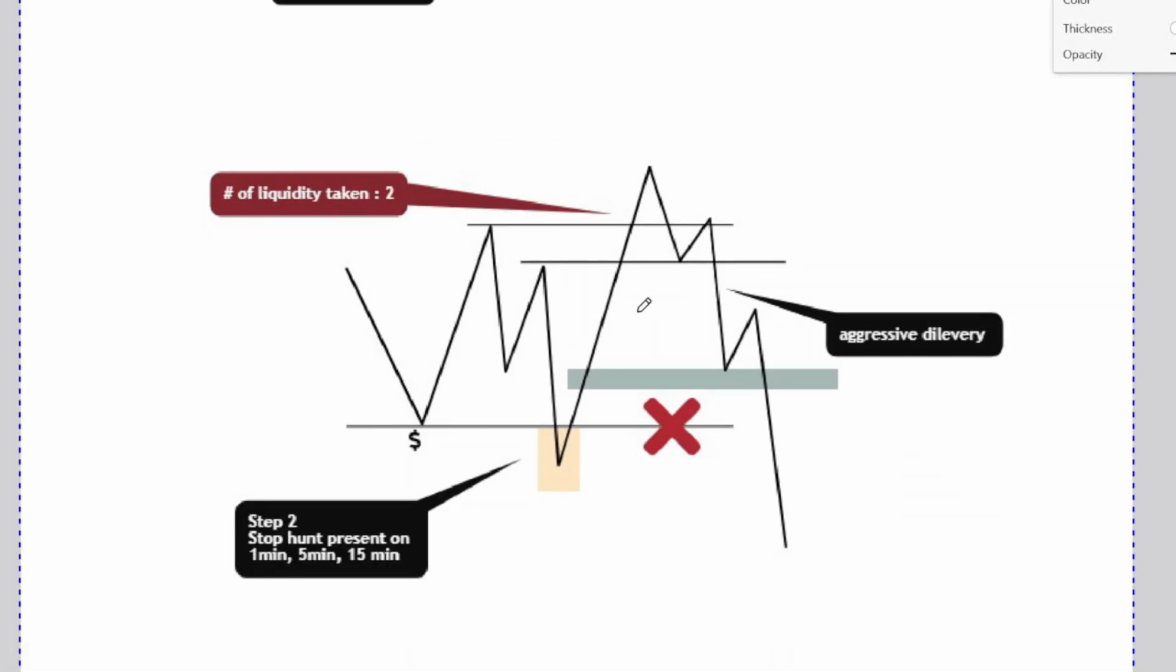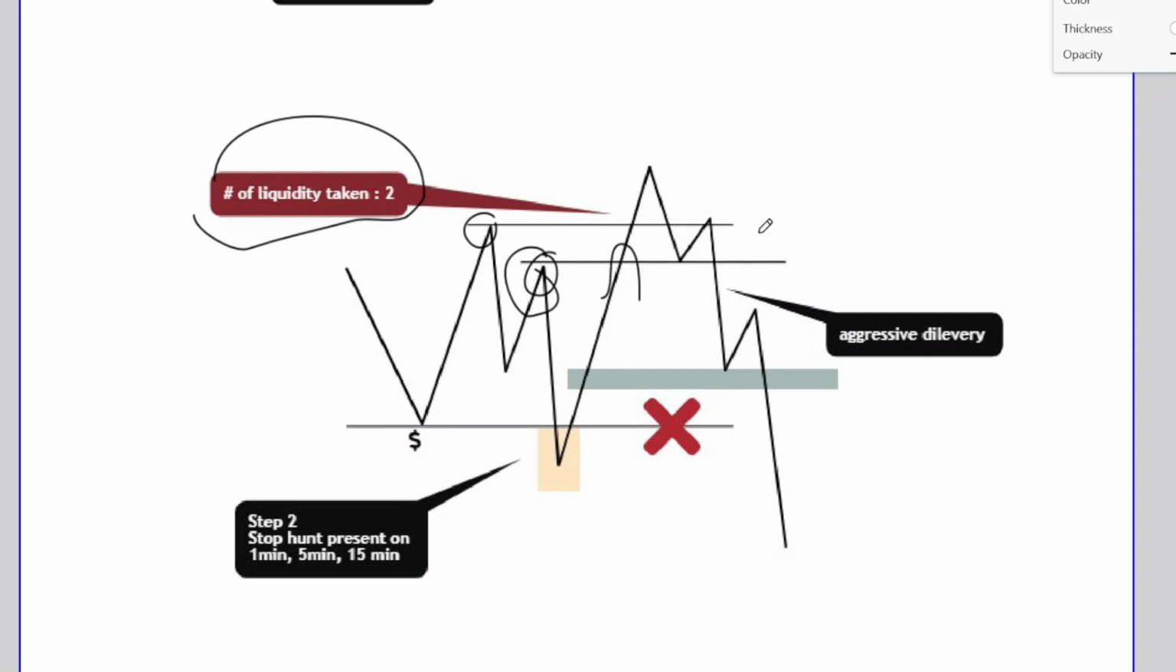Another factor that would hinder this setup from working is the amount of liquidity taken. If price takes out 2 levels of liquidity, this point of interest would more than likely not hold. So again, you would want to see 1 level taken. Let's say price came up here and then dropped. This would be a good setup. But the fact that price took out 2 levels of liquidity, a lot of times the setup would not work.